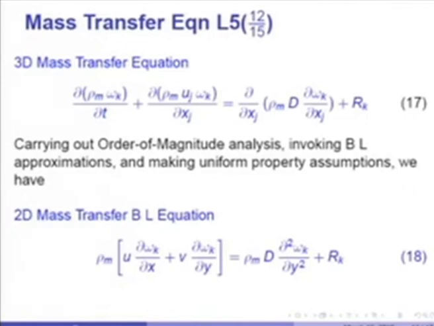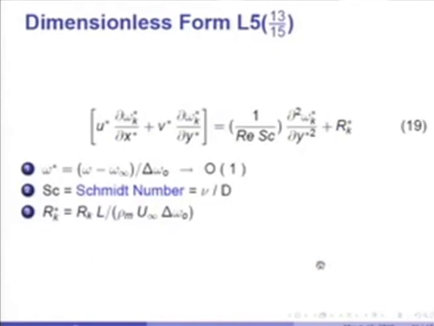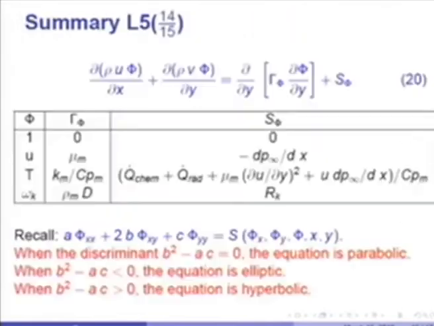The mass transfer equation can likewise be derived. I won't go into the details, and it reads like this. It can be non-dimensionalized, and instead of Prandtl number, you will have a Schmidt number. We will take up all this when we come to mass transfer. And therefore, I can summarize now what we did in this lecture.